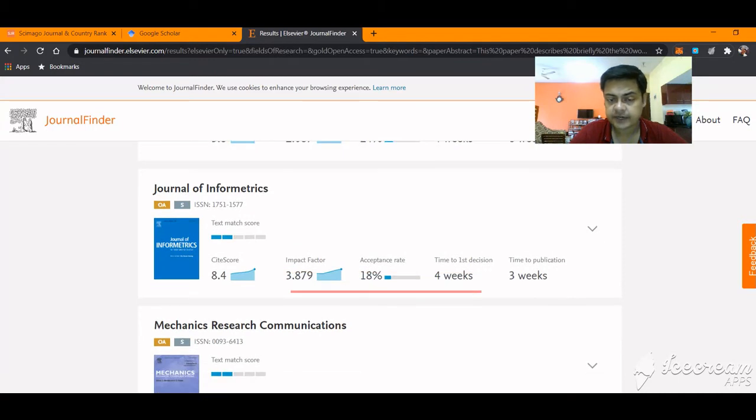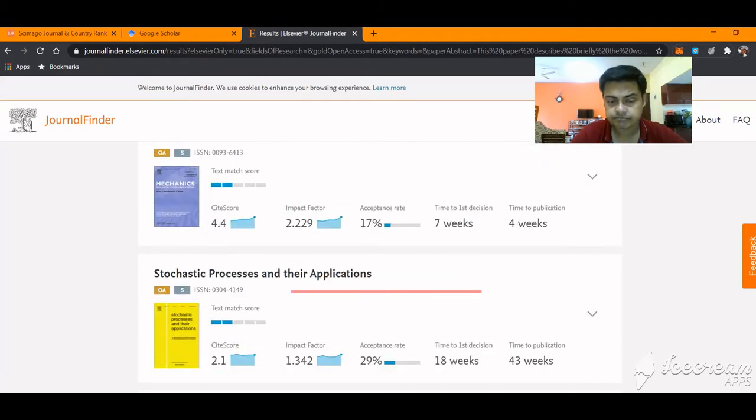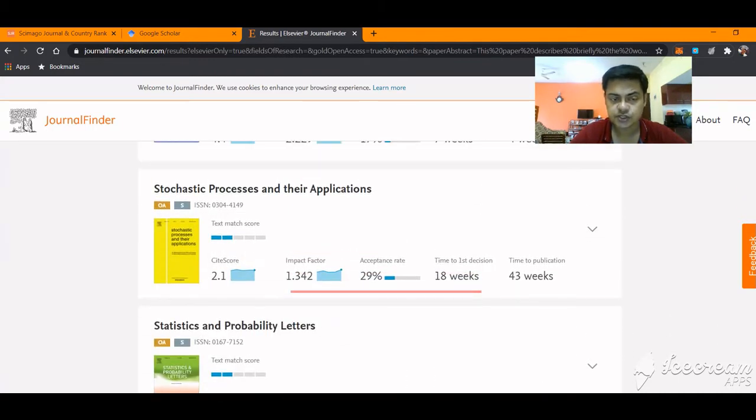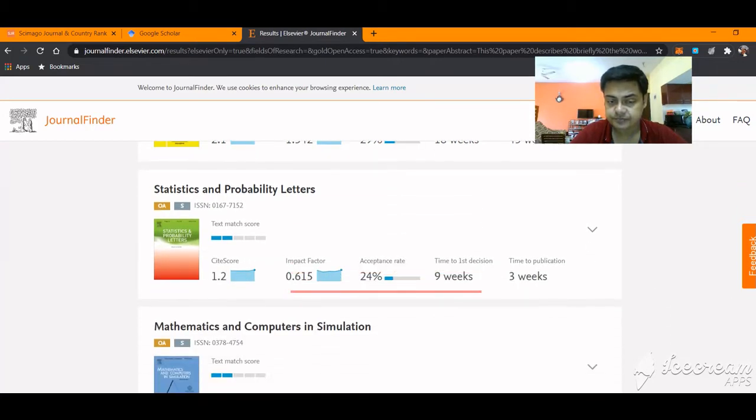Then Journal of Informatics, similar, not as good. This looks good. Stochastic Processes and their Applications, 29%, impact factor is good, but time to first decision is 18 weeks, that's long, so we have to take a call. So like this, you have to scroll through and you have to take your call.